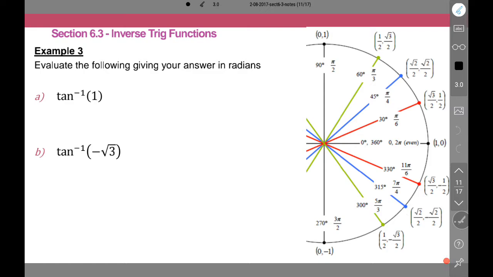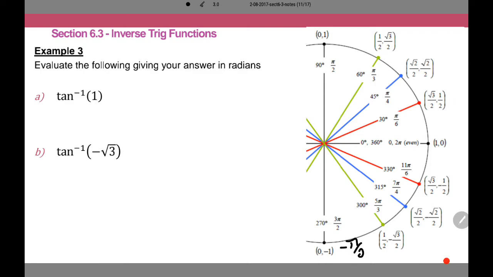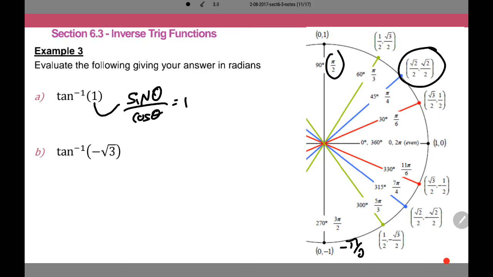Tangent works very similarly to sine. I need to be between negative pi over 2 and pi over 2, and this right half of the unit circle is that for me. So what you need to realize is that this is 1. That means sine of the angle over the cosine of the angle equals 1. So I need to look for a spot where they match. In this case, they match here at square root of 2 over 2, square root of 2 over 2. So that value will be pi over 4.